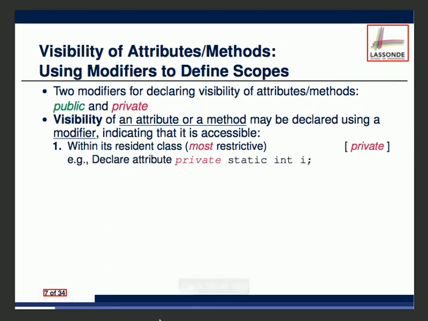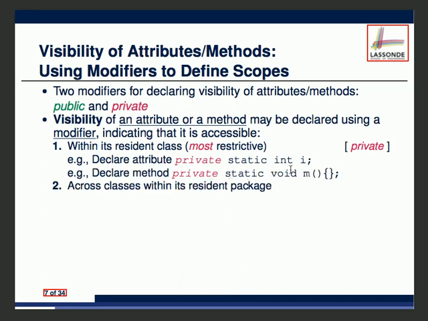For example, you might declare an attribute, say private static integer i. So far we talk about utility classes because everything is static, right? So I just use some utility attributes and methods. You put private before that. Also, you can put private static void m, just another method, which is private. You can only get access to these two things within the current class. Once you go outside the class, you cannot do it.